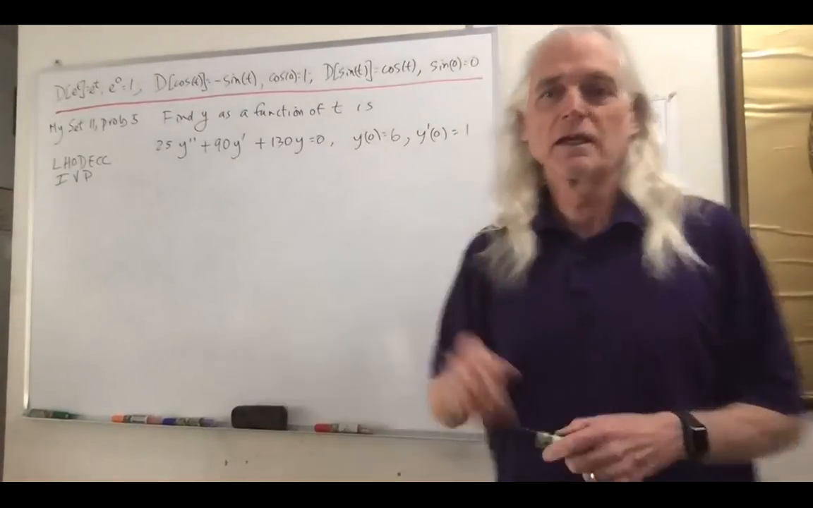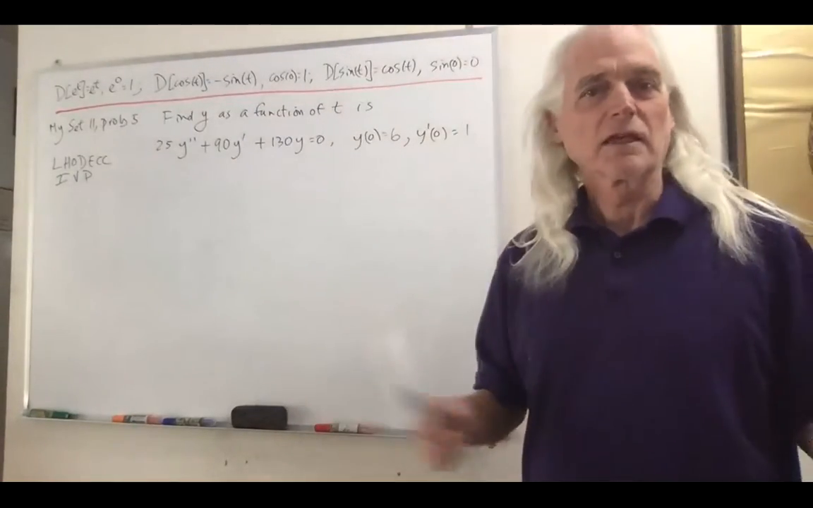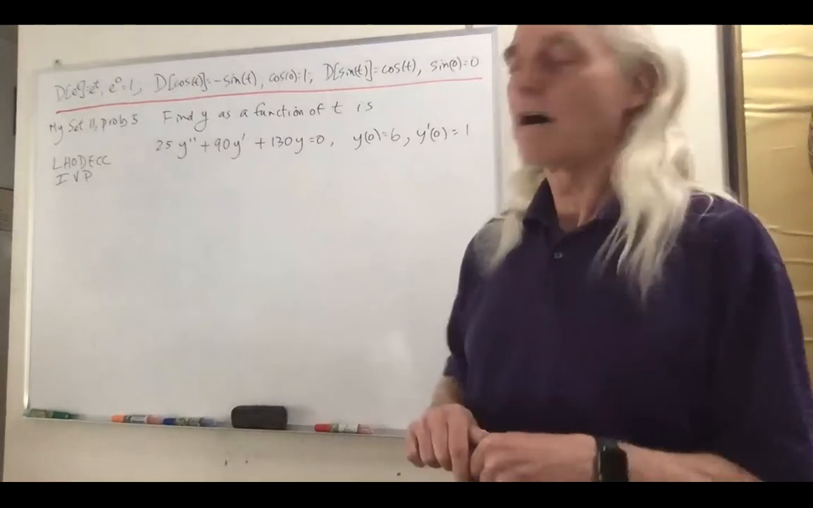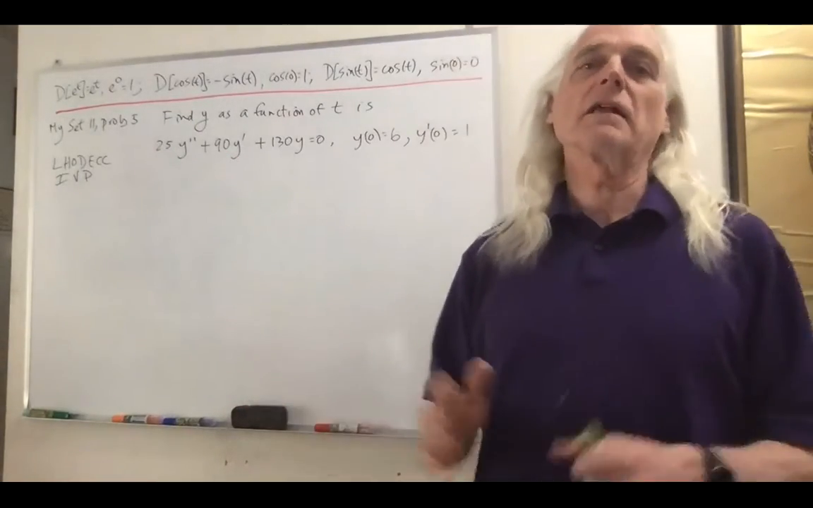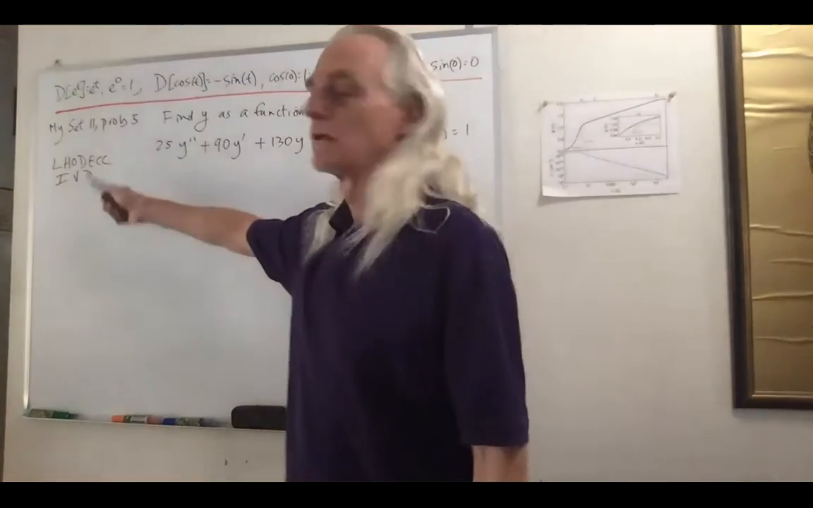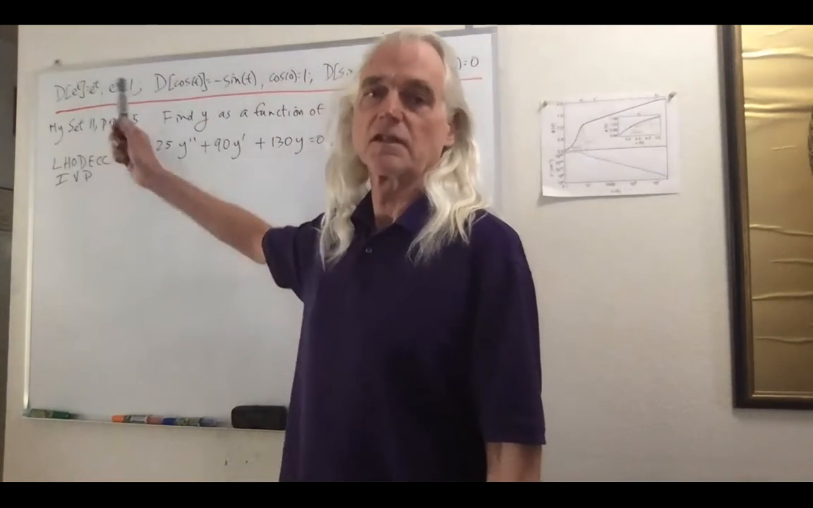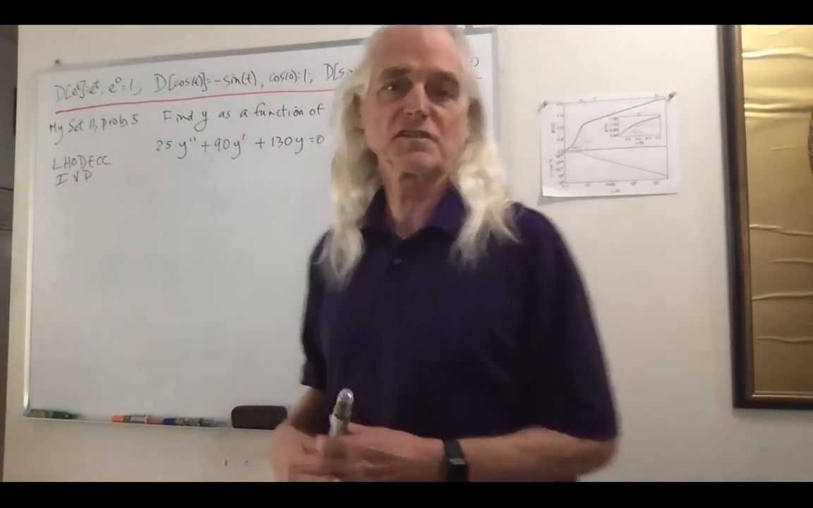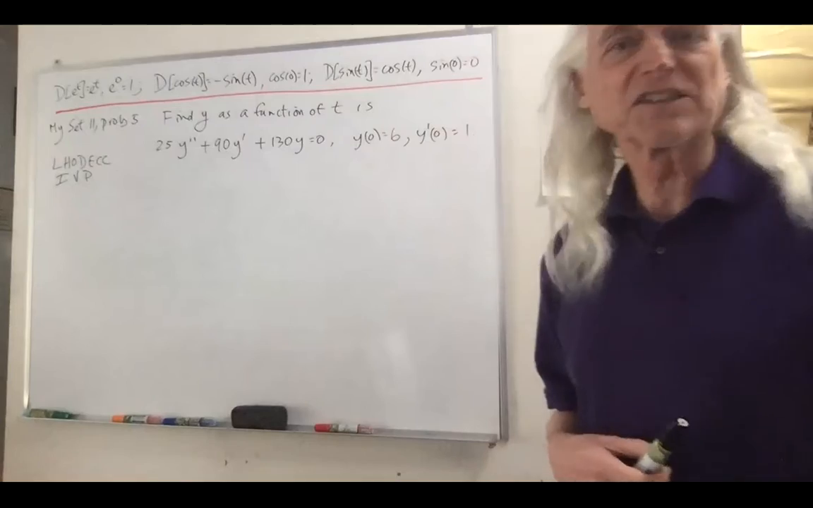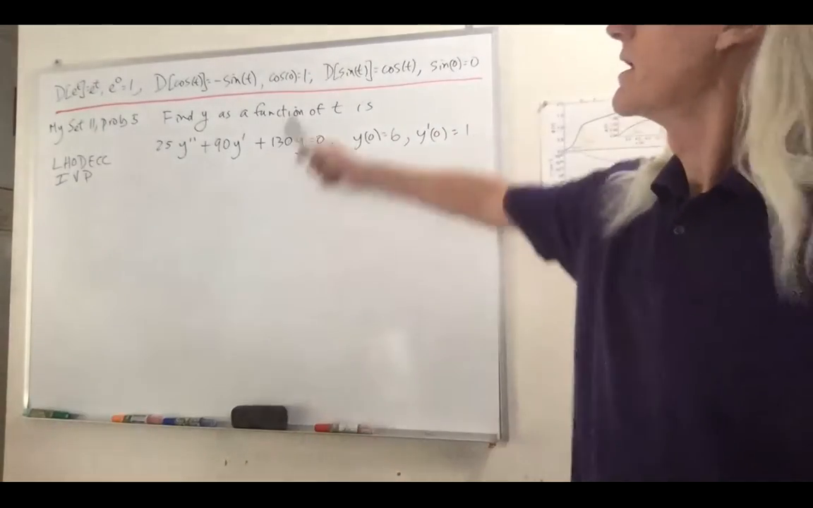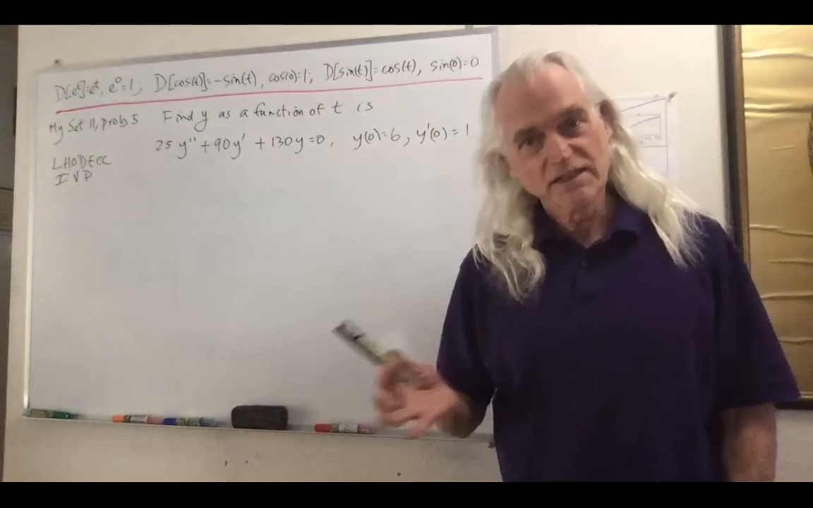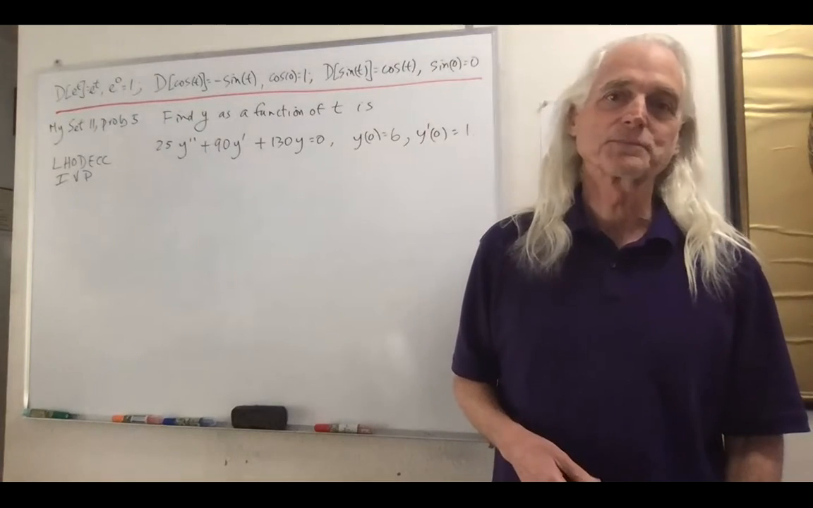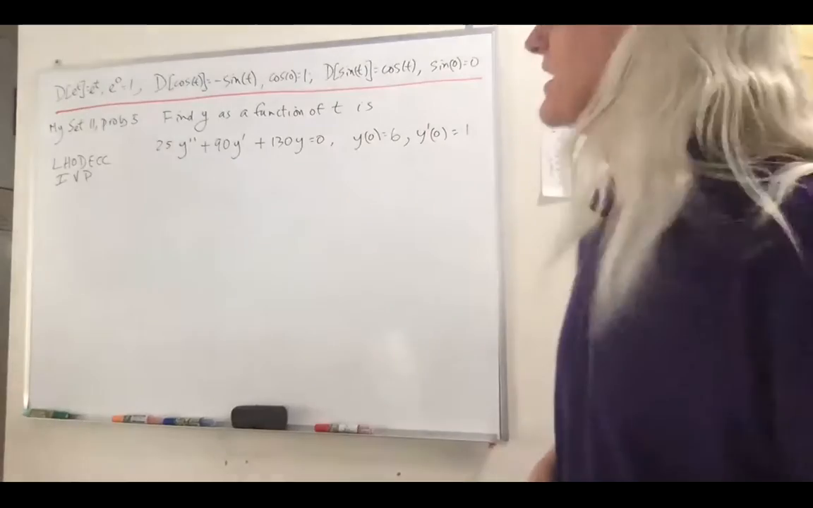Hello. Today I'm going to solve my version of problem 5 in set 11. It's set about linear, homogeneous ODEs with constant coefficients. And here, this is an initial value problem. This is a pretty hard one, and actually you are going to need to use the quadratic formula on this.